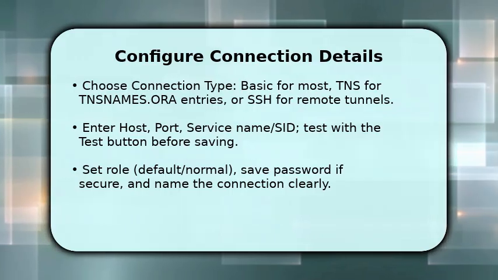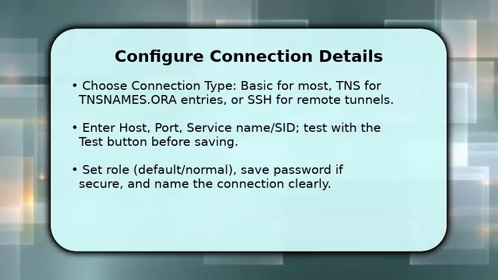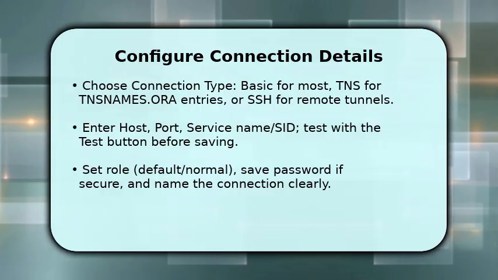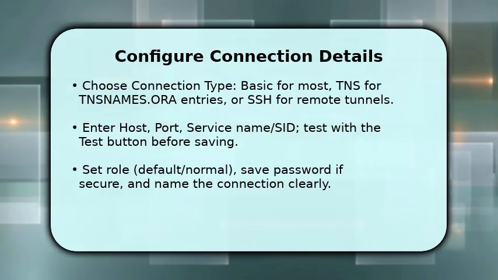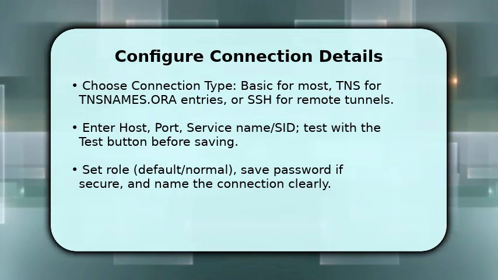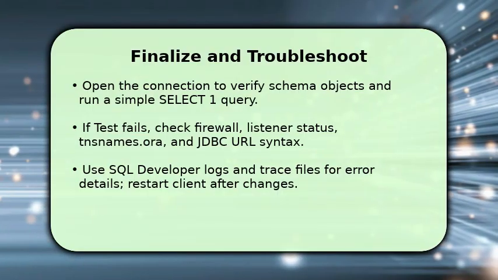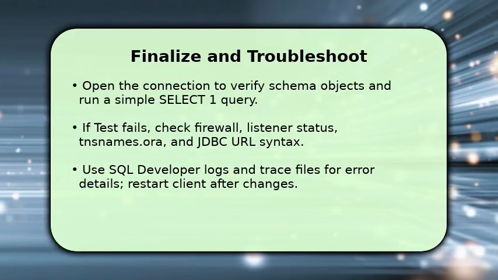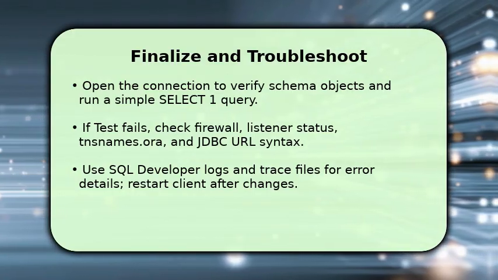Click Test to validate network and credentials. This step prevents wasted time later. If the test passes, choose a descriptive connection name, optionally save the password in the wallet, and hit Save to keep the profile. Finally, connect and validate by expanding the connection tree and running a simple query like select one. This confirms permissions and network.